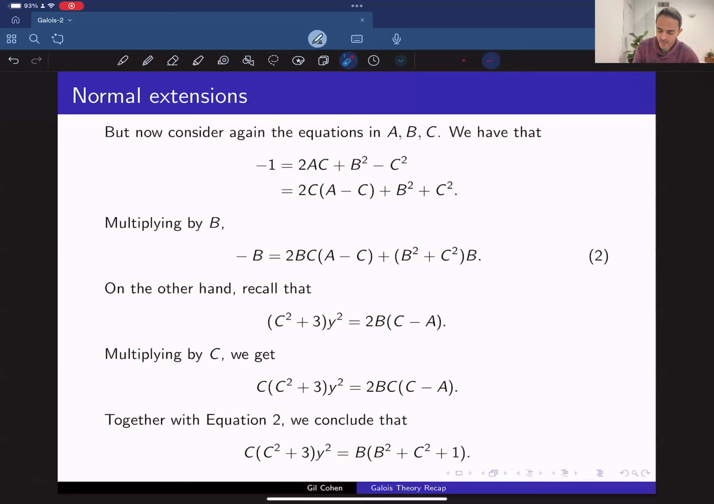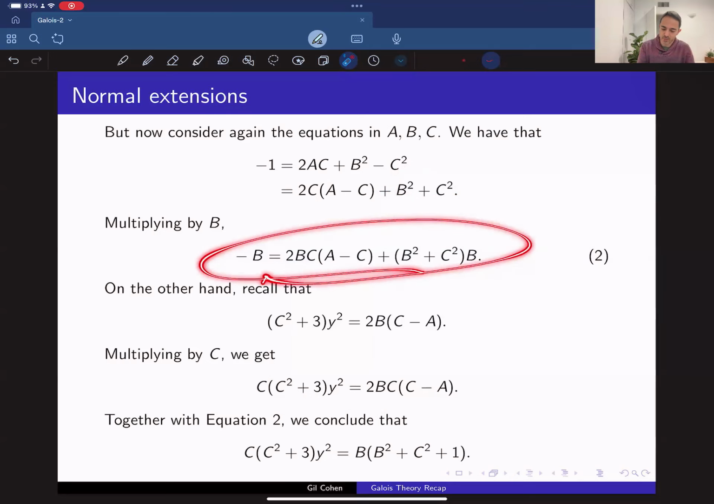Yeah, and I'm adding and subtracting c squared, or 2c squared, in order to write it as such, as 2c(a minus c). So you see here you have minus 2c squared. So I'm adding a 1c squared to cancel out and get the original one, plus a b squared. And I'm multiplying this by b. So we get that minus b is 2bc times (a minus c), plus b times this expression. So we have this thing from the third equation.